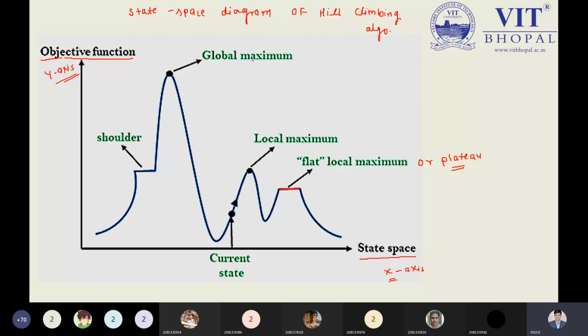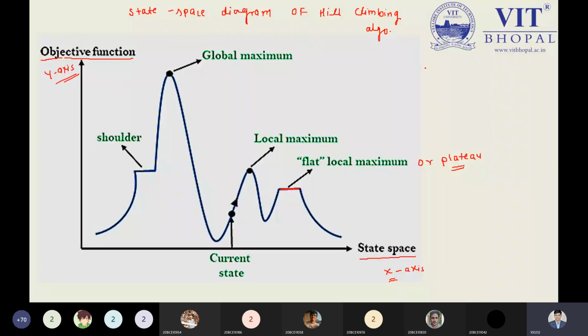Just speak in a general way, no issue. Student: Sir, I think it is the best possible state in the state space diagram of the hill climbing algorithm. Okay, okay. So see.